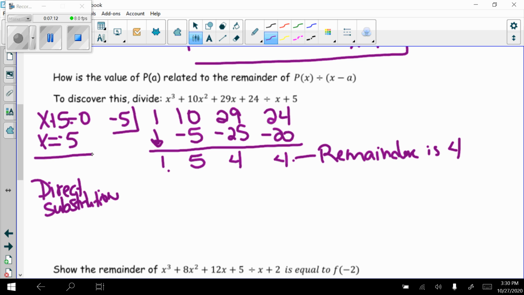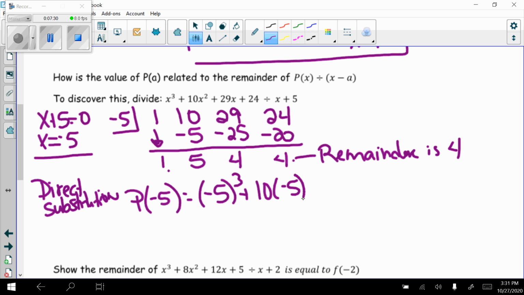Again, I'm going to look at where x is equal to negative 5. So I want p of negative 5. Direct substitution just means plug negative 5 into your polynomial for all of your x's. Right? So negative 5 cubed plus 10 times negative 5 squared plus 29 times negative 5 plus 24.